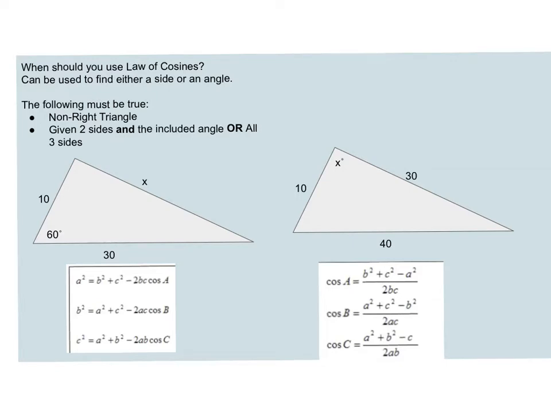You either have to have two sides and the included angle, which means the angle that makes up those two sides, and then in that case, you have to be looking for the opposite side. Or if you're given all three sides, then you can find any of the angles that are missing. If you look down here at the formulas, this set of formulas talks about what you're going to do if you're looking for a missing side. This set of formulas is what you're going to do if you're looking for a missing angle. You might want to copy those down.